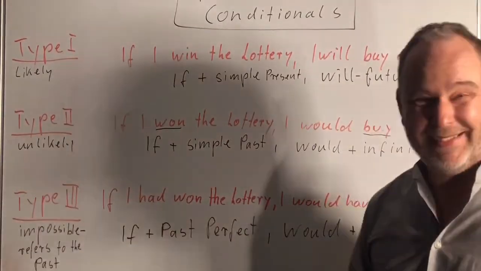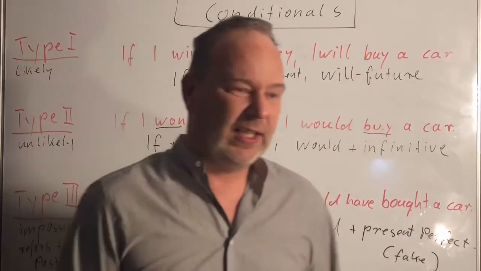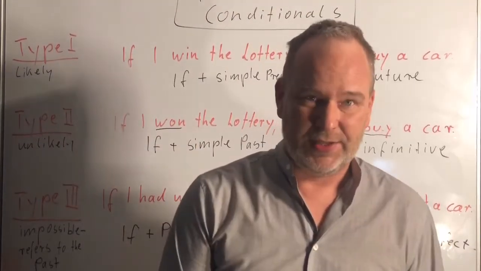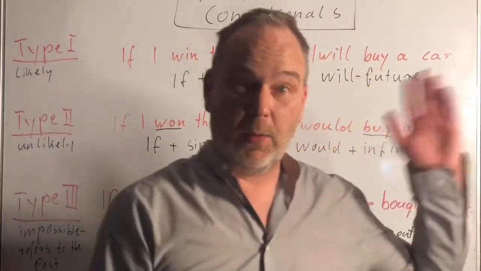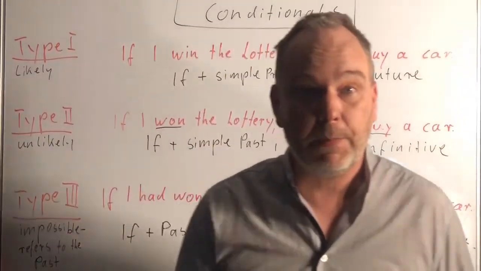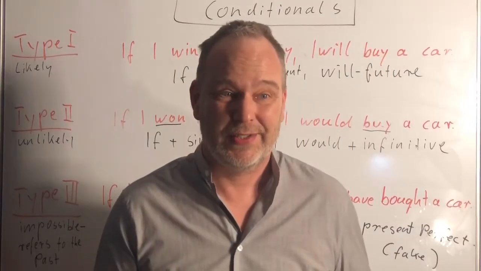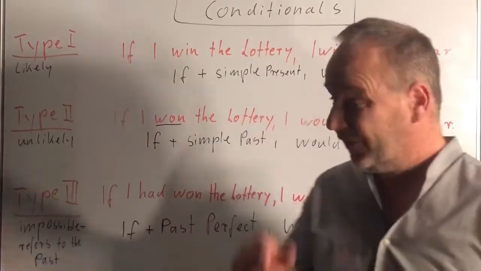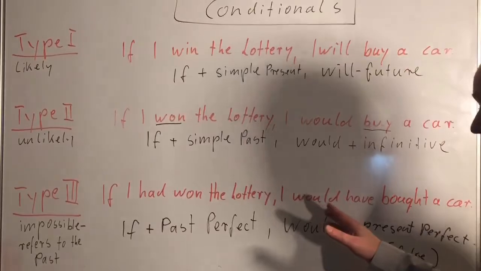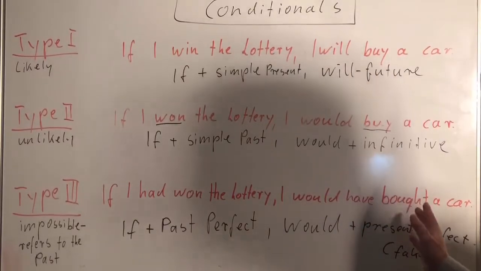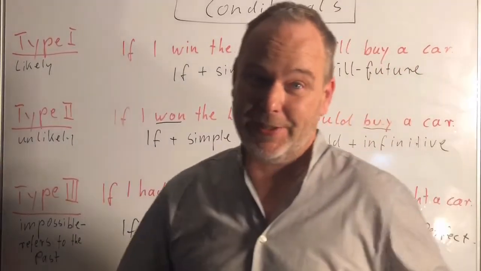Now type 3, it's the next day. The party is over. I couldn't find her address yesterday. It's too late. My friend asked me, "Hey, why didn't you invite Susan to the party last night?" I said, "Man, I just couldn't find her address. But if I had found her address, I would have invited her to the party." But it's too late. Happened yesterday.